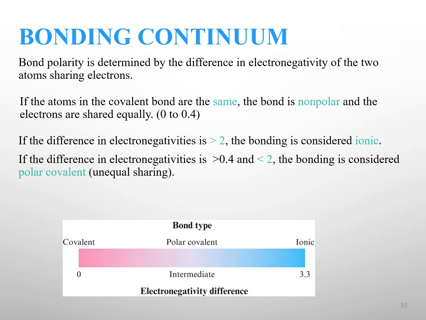So if the bond has a very small difference here, between 0 to 0.4, the bond will be considered nonpolar. Okay, if they're higher than 0.4 but less than 2, so between 0.4 and 1.9, or 0.5 to 1.9, this is considered uneven sharing, so it'll be considered polar covalent. Okay, now if it's 2 and higher, then it'll be considered ionic. So right here, if it's 2 and higher, it'll be considered an ionic bond.